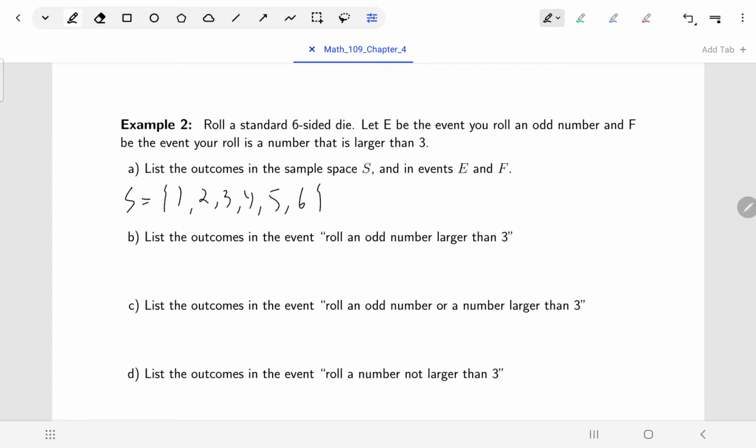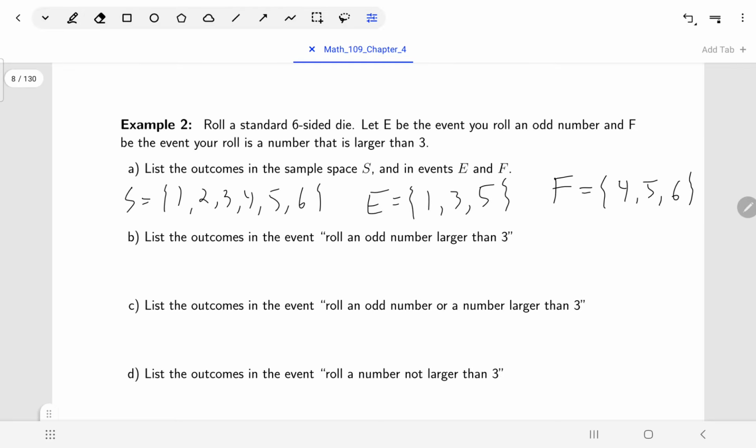And now for the two events that we're interested in, E is the event that I roll an odd number. So if E is happening, that means you saw a 1 or a 3 or a 5. And F is the event that my roll is larger than 3. Larger than 3 is greater than, not greater than or equal to. So when we say larger than 3, that's all the numbers bigger than 3, not including 3. So 4, 5, and 6. Those are my outcomes inside of F.